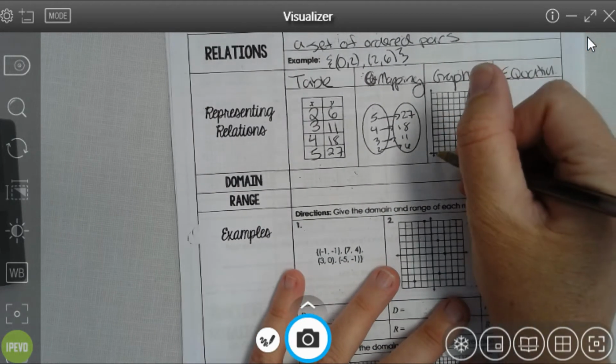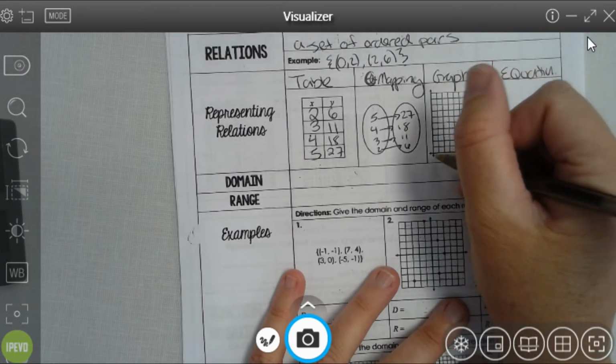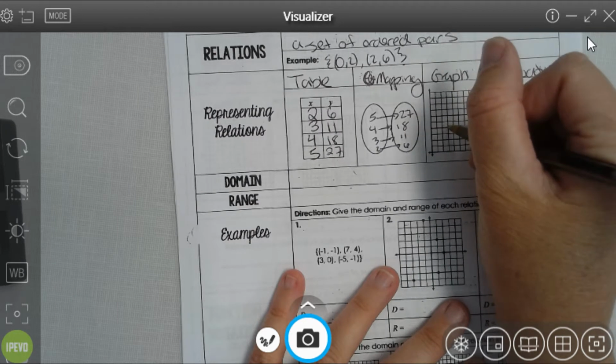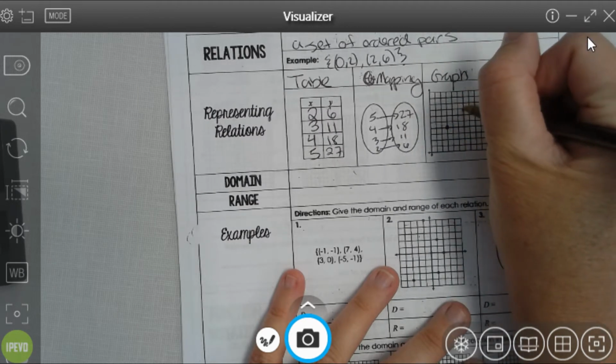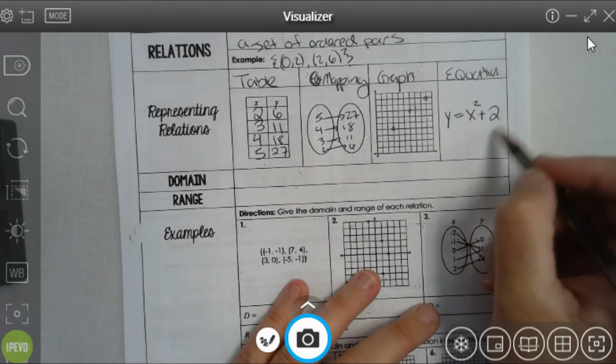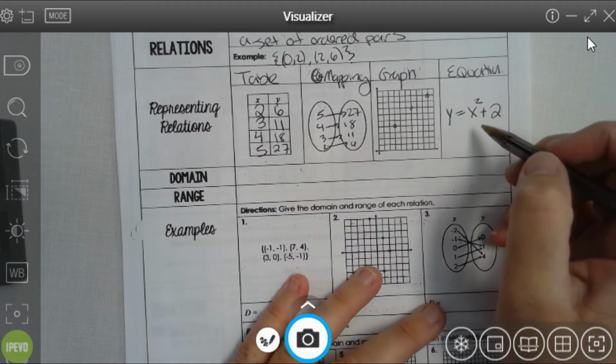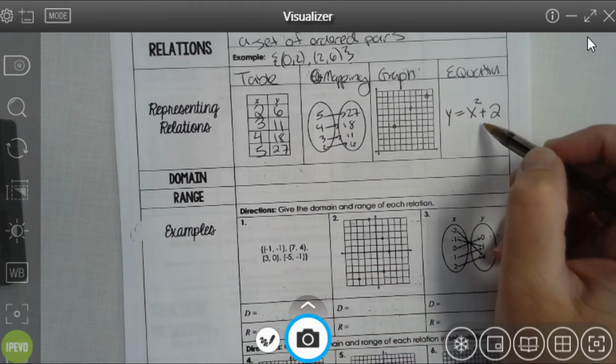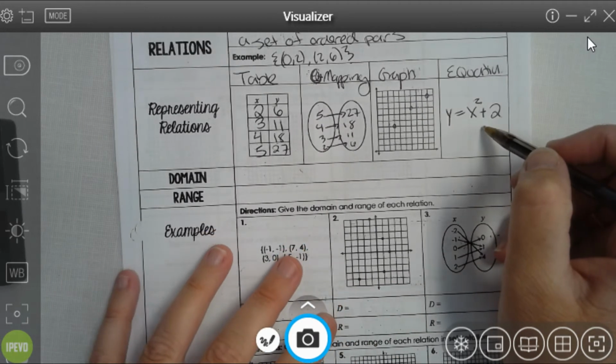Graphing it, I would graph over wherever the dots were. I don't really have these on here, so I can just graph random dots. So that's what it would look like for a graph. And then there's the equation, which should match these answers if I did my math right. The equation can also represent the relationship.